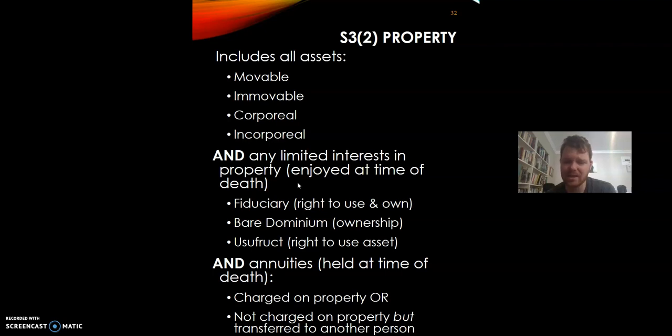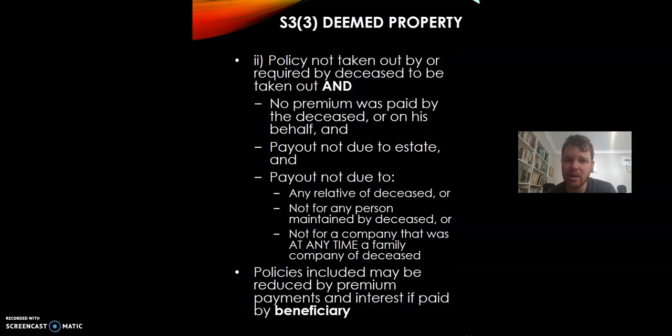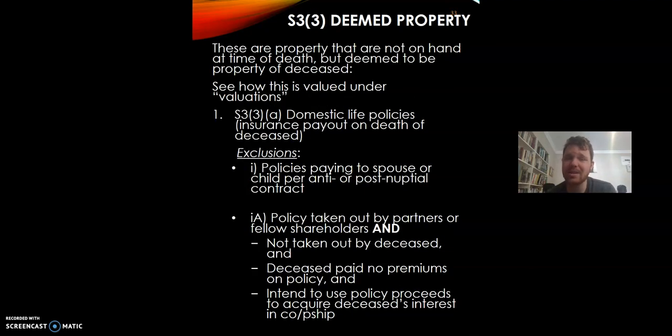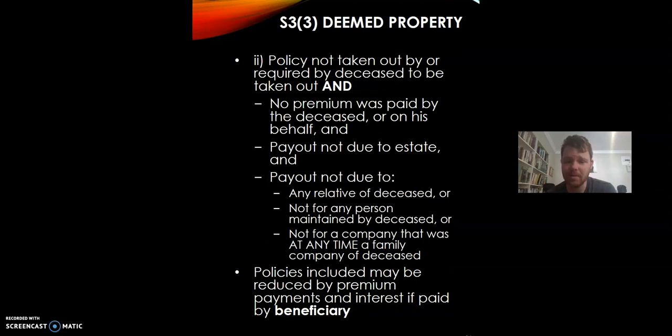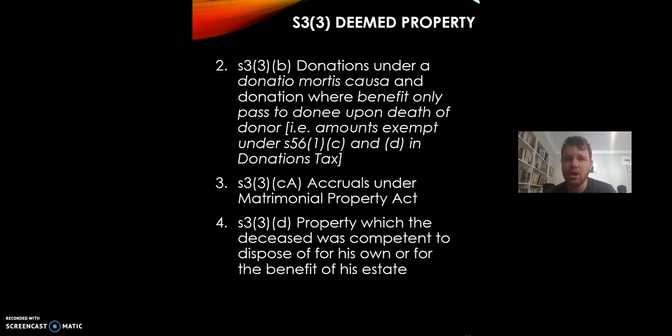Know what type of assets go in. Know what type of assets are deemed to go in and their exclusions. The most obvious one is always the domestic life policies. All right. Know when you can reduce it by the premiums paid and by the interest as well. Those amounts will be given. Know what other things are deemed property. The most obvious ones, donations mortis causa, or things that will only pass upon death.